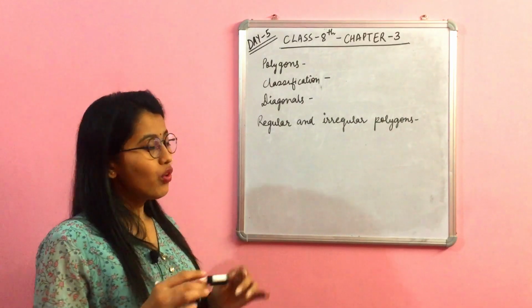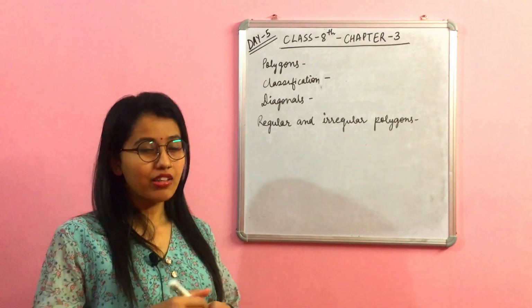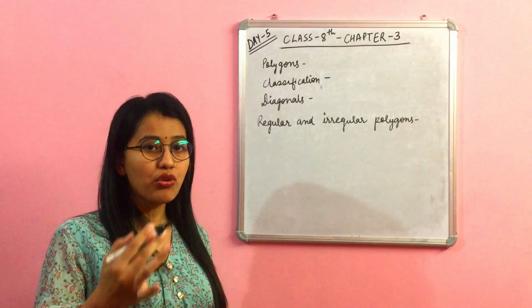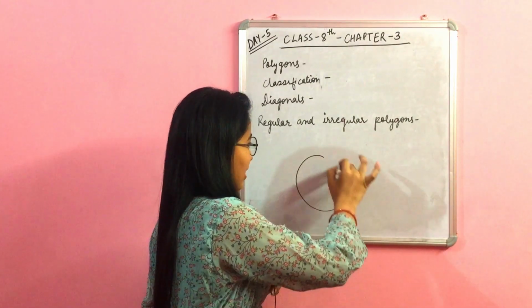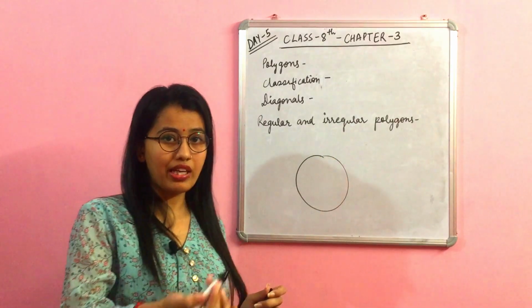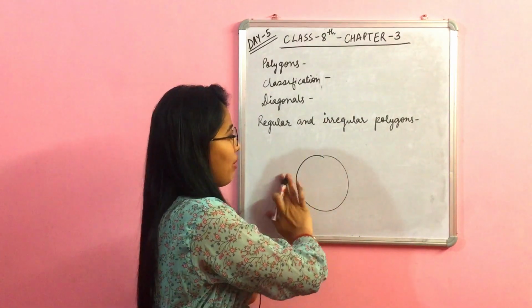Now what do you mean by plane curve? Plane curve means if you are able to draw any surface, any diagram on a paper with a pencil, then it is known as a plane curve. This surface is a plane curve.